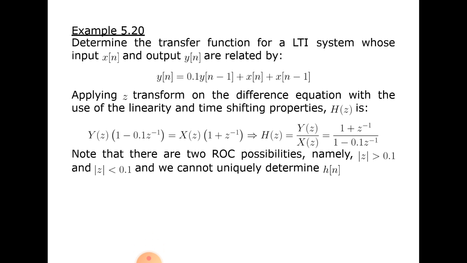So note that there are two ROC possibilities, namely modulus of z greater than 0.1 and modulus of z less than 0.1, and we cannot uniquely determine h of n.